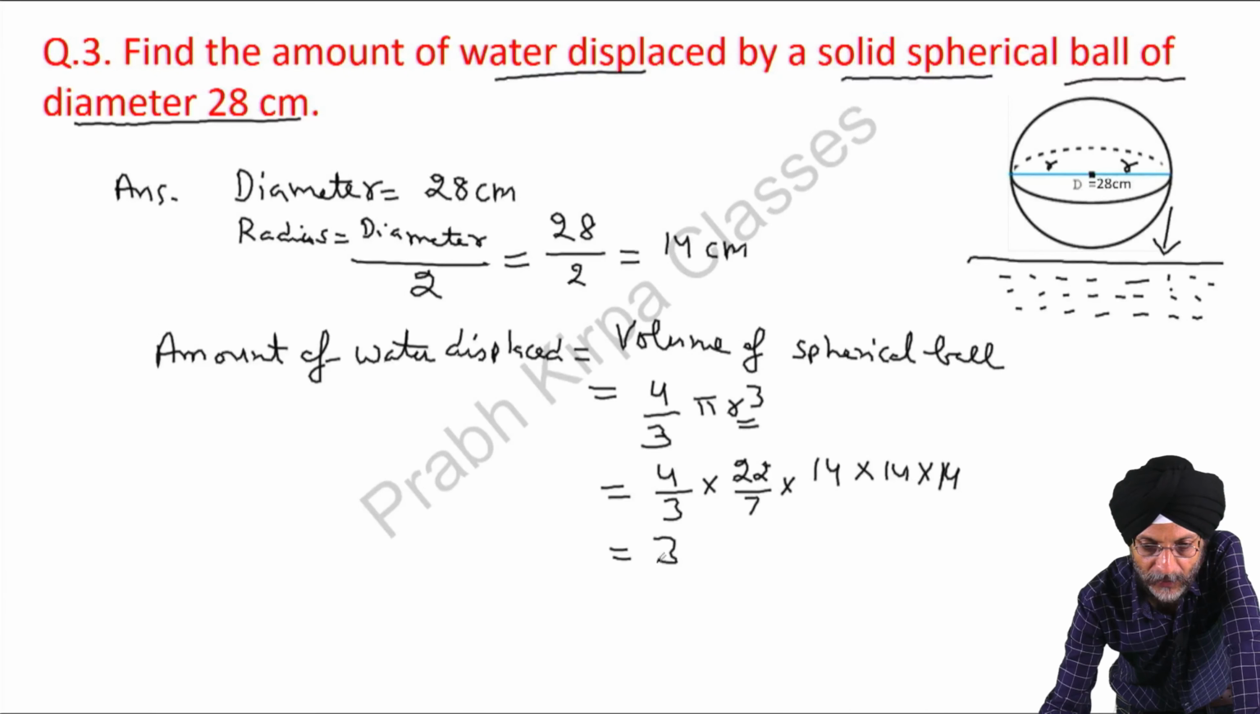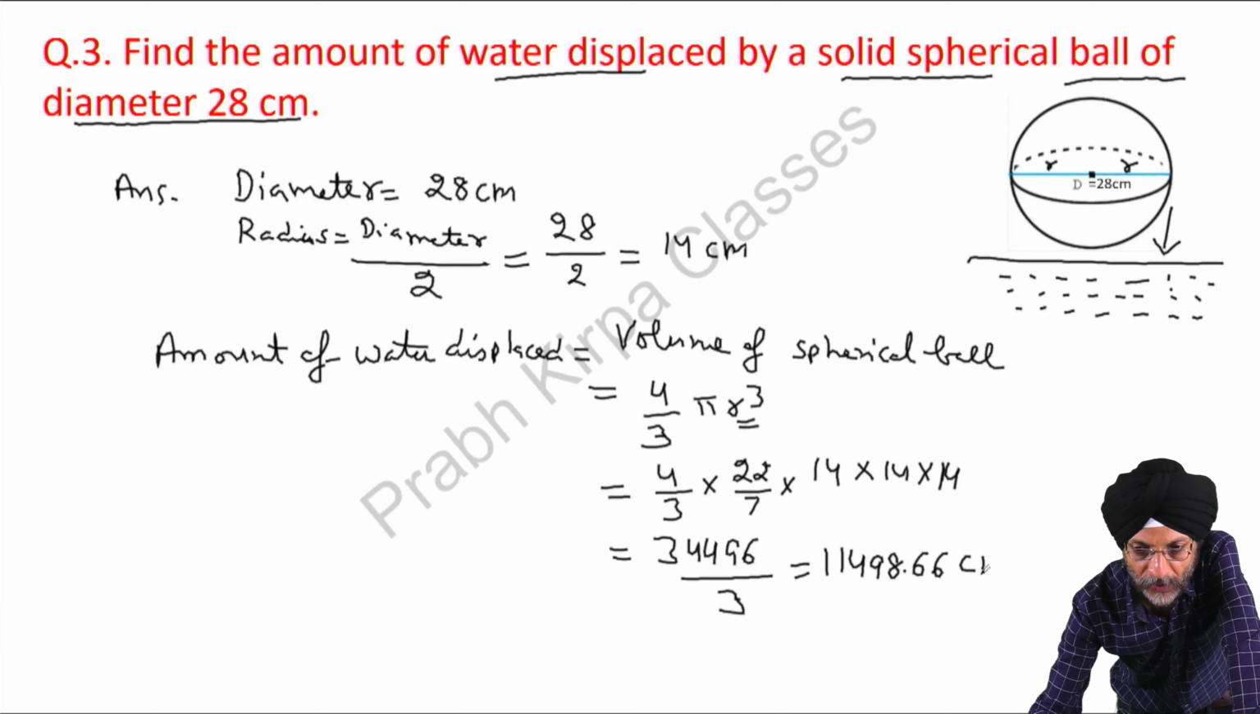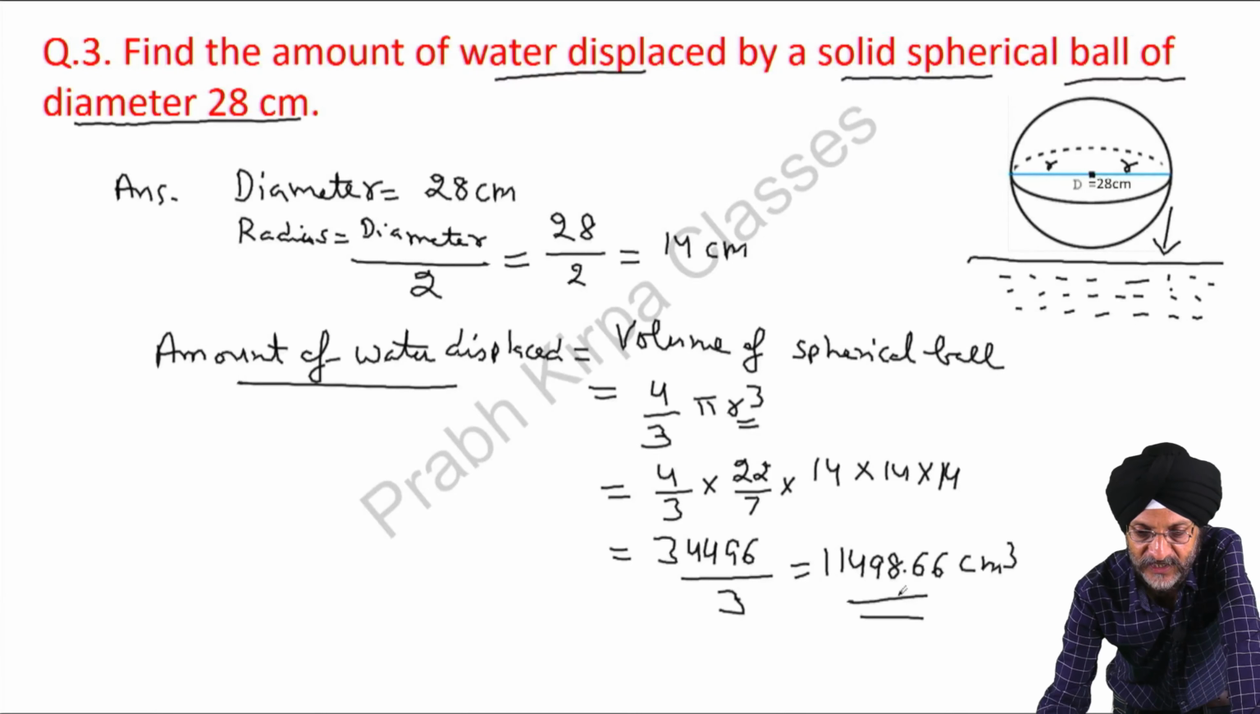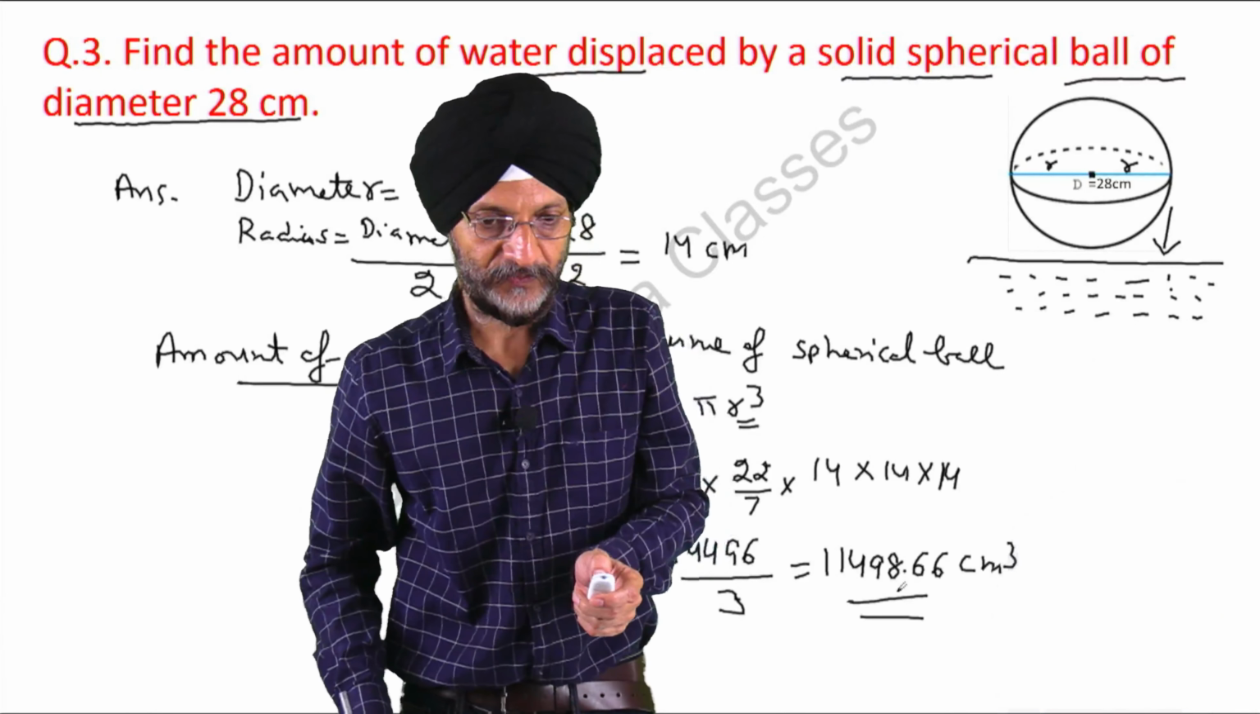So what will come out? It will come out as 3496/3, which is equal to 11498.66 cubic centimeter. Now this is the amount of water displaced, and this is the answer before you.